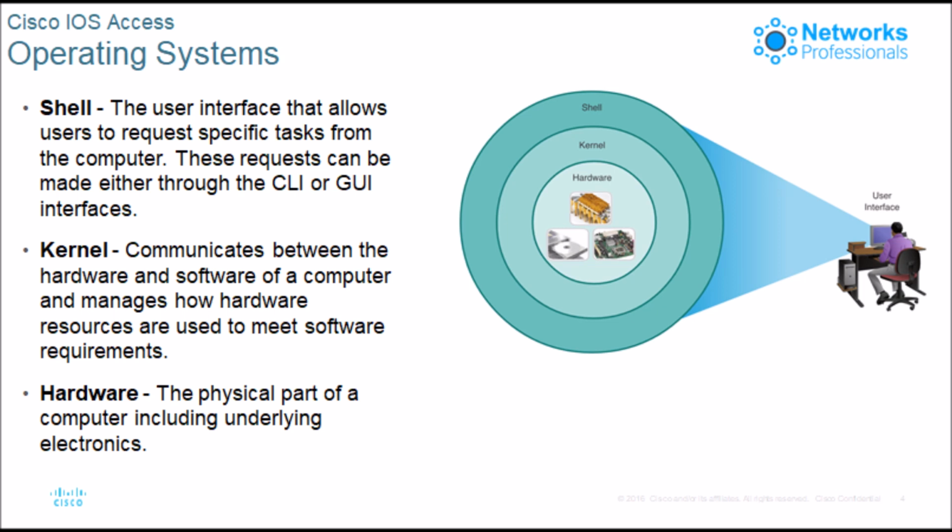There are three concentric circles that appear to radiate from the monitor of a computer labeled user interface. They show the relationship between the different portions of an operating system. The inner circle labeled hardware shows examples of computer hardware, the middle circle is labeled kernel, and the outer circle is labeled shell. Text at the bottom reads: Shell, the user interface that allows users to request specific tasks from the computer. These requests can be made either through the CLI or GUI interfaces. Kernel communicates between the hardware and software of a computer and manages how hardware resources are used to meet software requirements. Hardware, the physical part of a computer including underlying electronics. Shell, the shell is the user interface that allows users to request specific tasks from the computer.